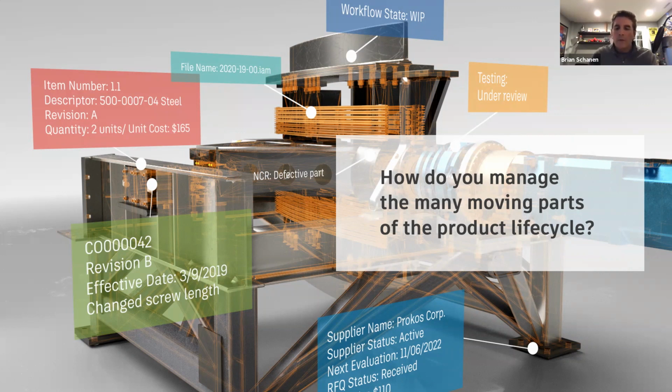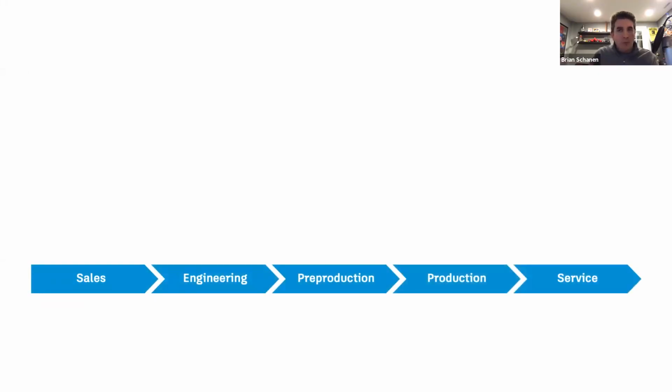But I want to talk to you about ways that we can make that better. So if we take an example, and the words here are just samples, but if we take a look at a typical development process from sales through engineering, pre-production, testing, validation, production, service, all of these, this is the complete life cycle of any given product.